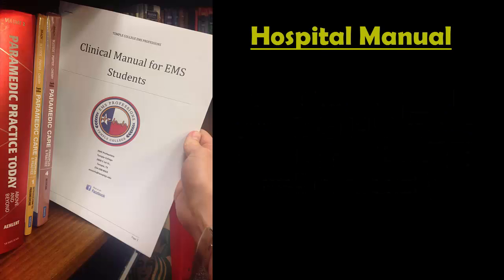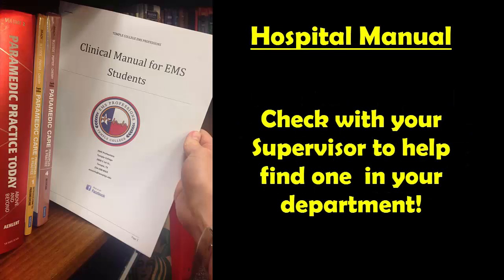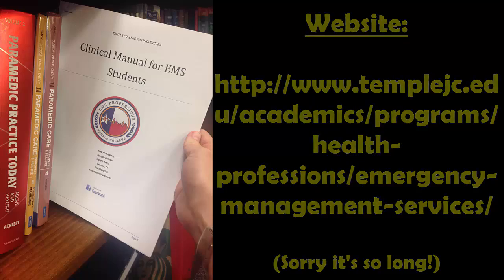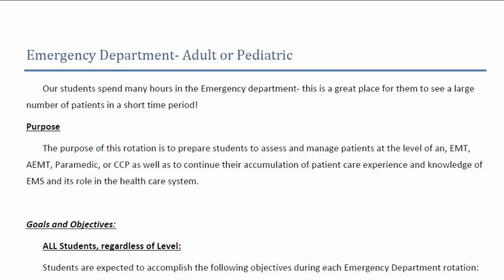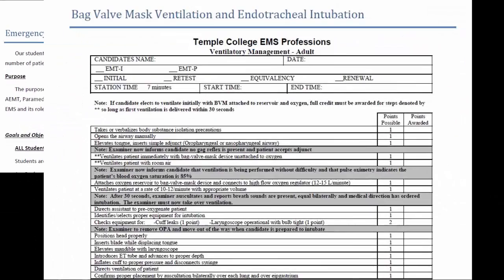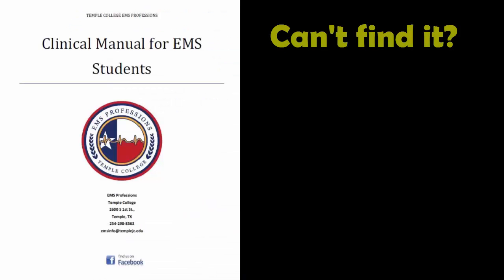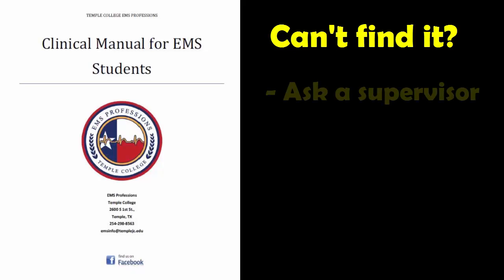Now I'd like to introduce you to our hospital clinical manual. You may find this document on a shelf in your department or perhaps in a supervisor's office. This document is also available on our website. This manual has detailed information regarding items specific to your department, copies of skill sheets, and further information regarding student paperwork. If you have not yet located a copy of this manual in your department, check with your supervisor to see where it may be located.